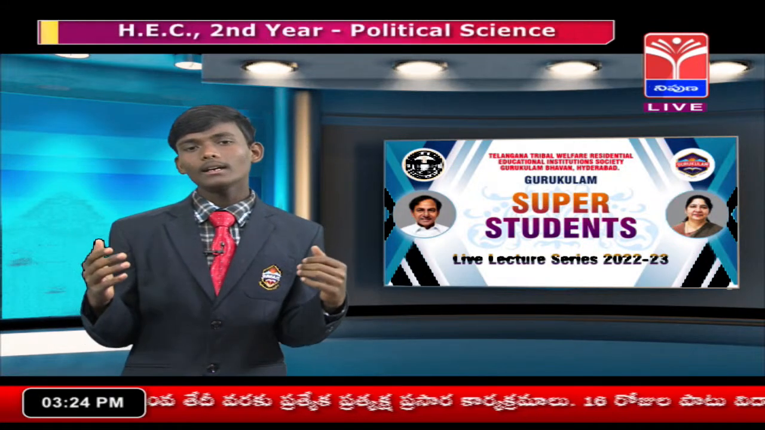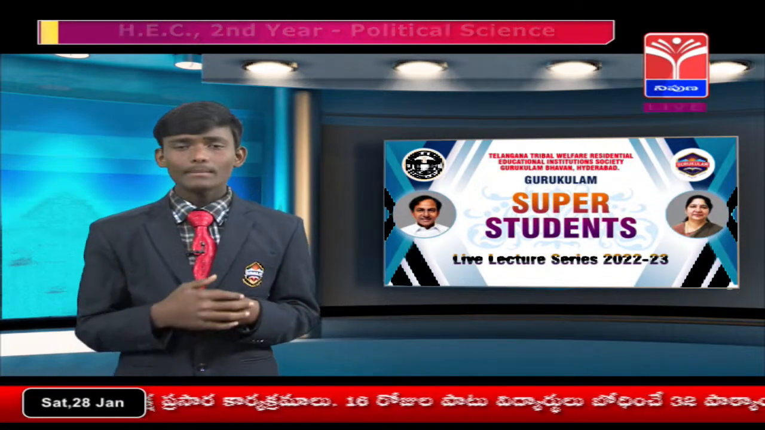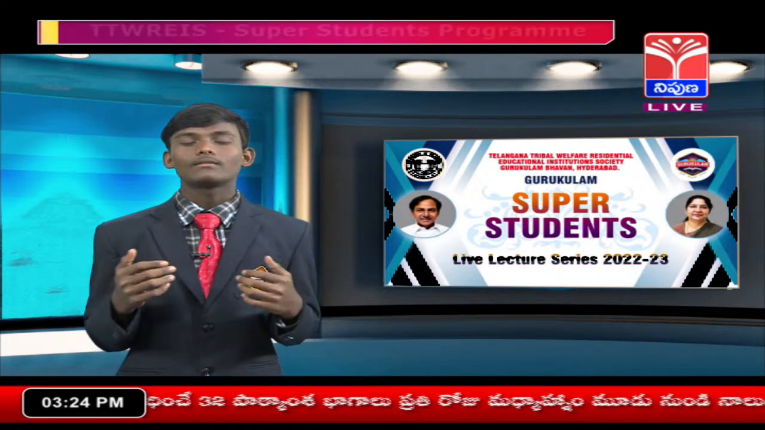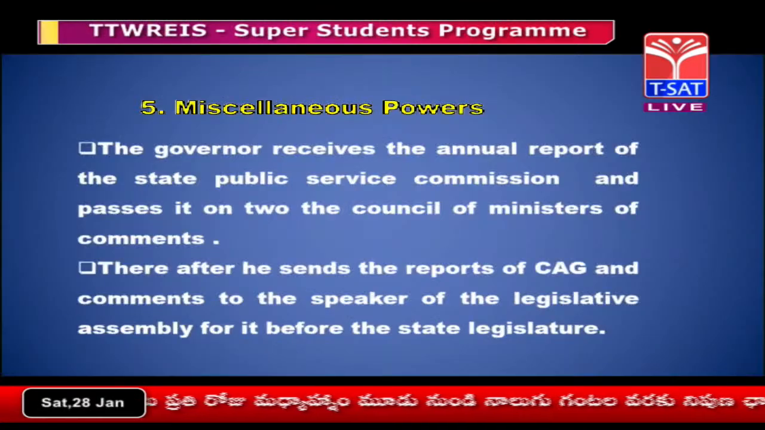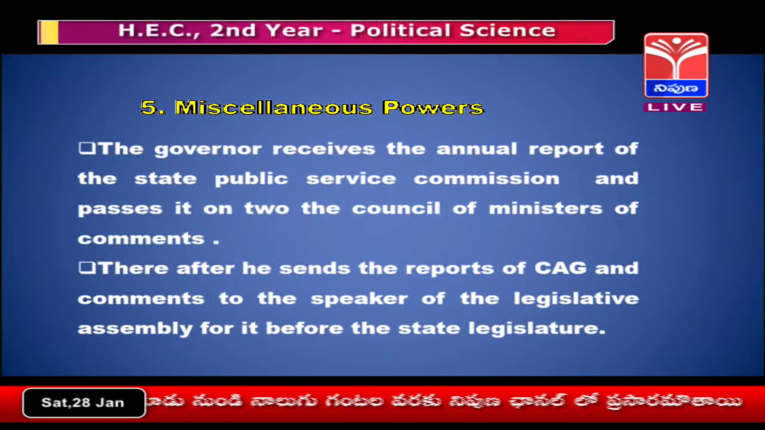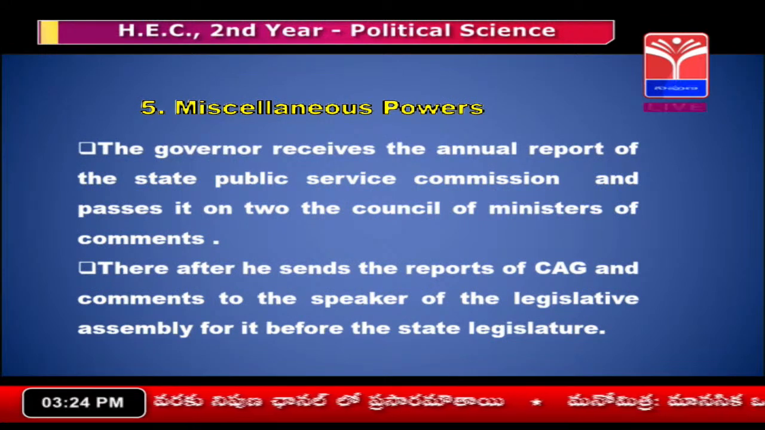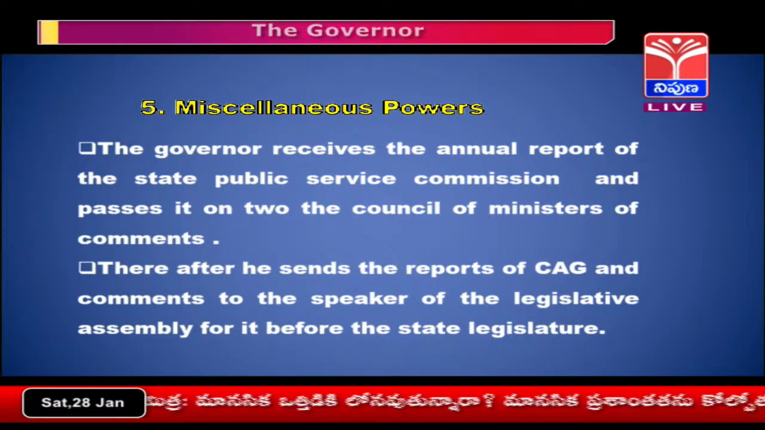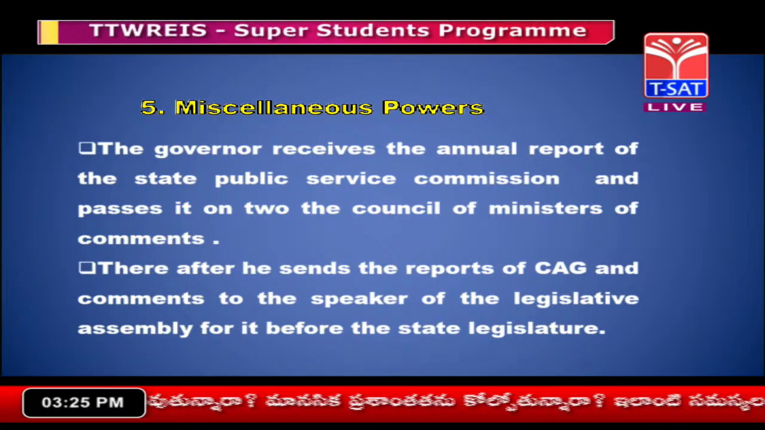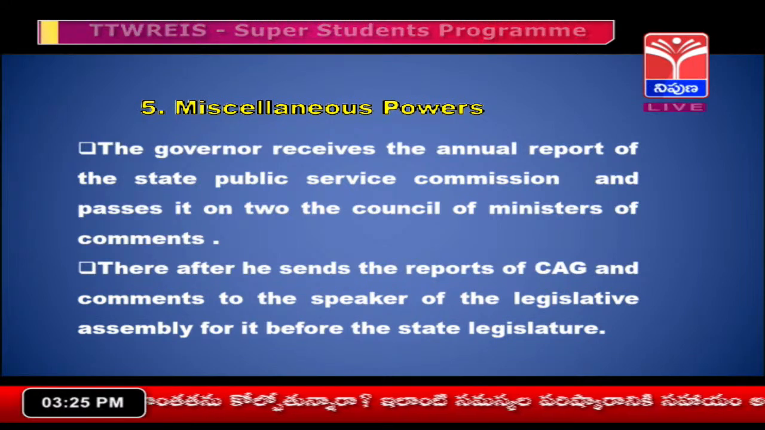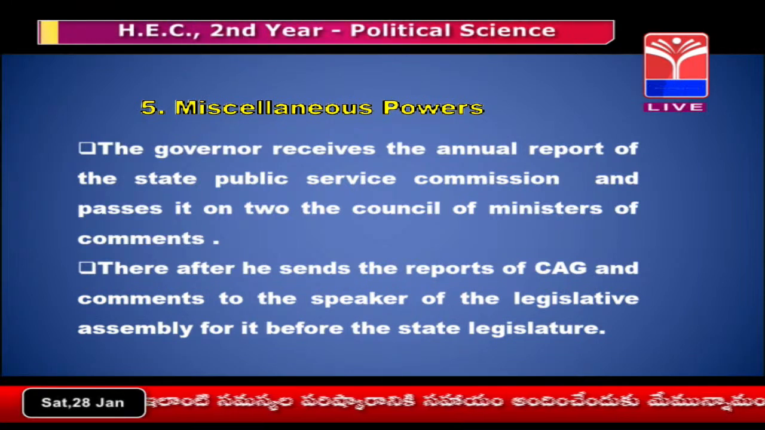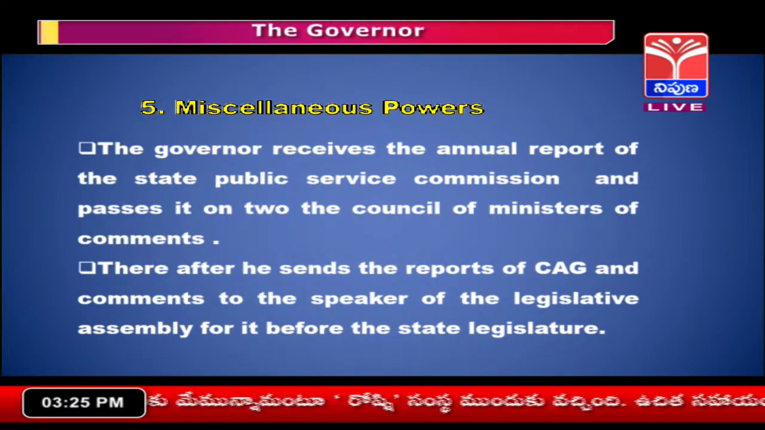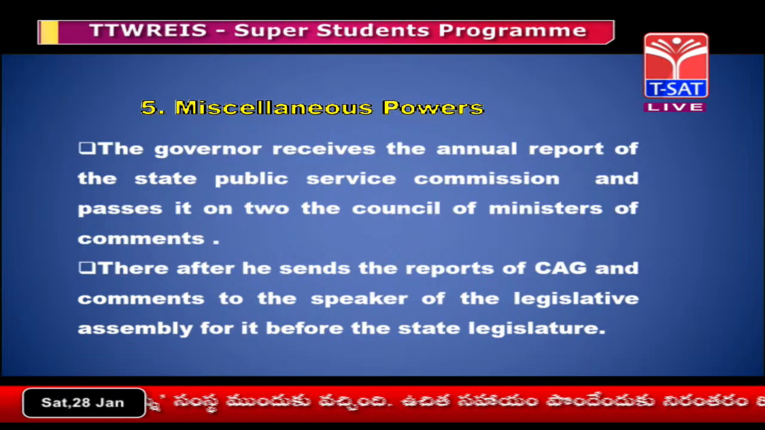And we will move to the next one, that is miscellaneous powers. The governor receives the annual report of the State Public Service Commission, and he passes it to the Council of Ministers with comments. Thereafter he sends the report to the CAG. CAG means Comptroller and Auditor General, and it is laid before the State Legislative Assembly. These are the miscellaneous powers of the state governor.